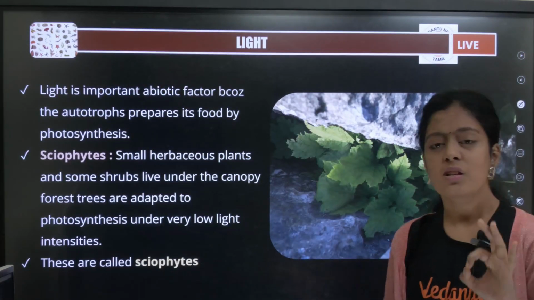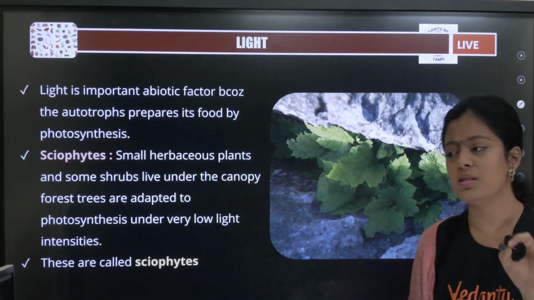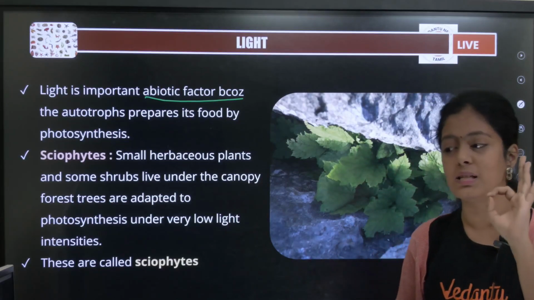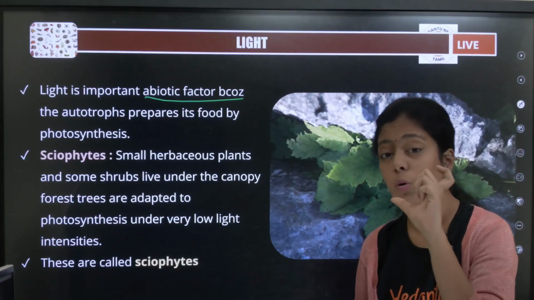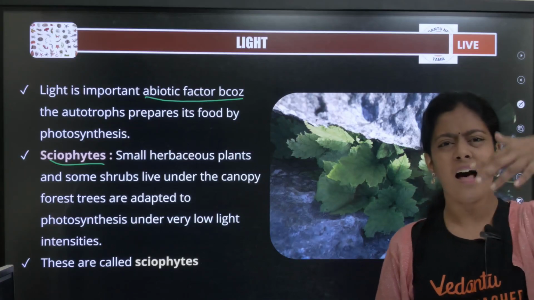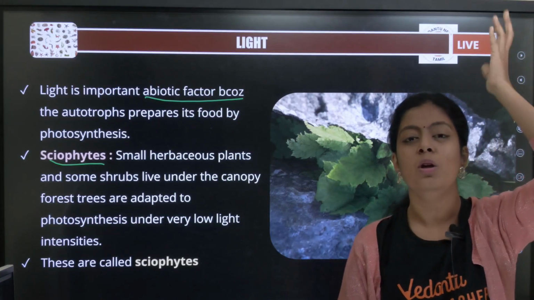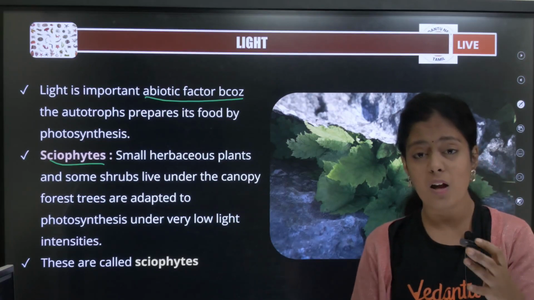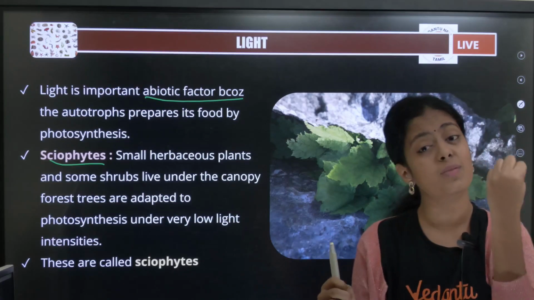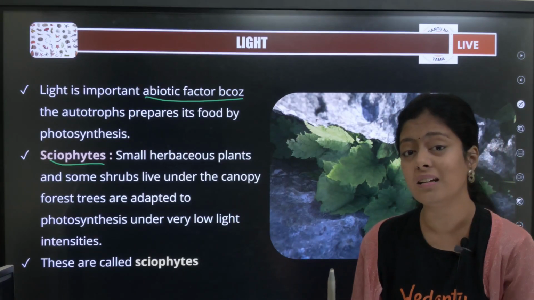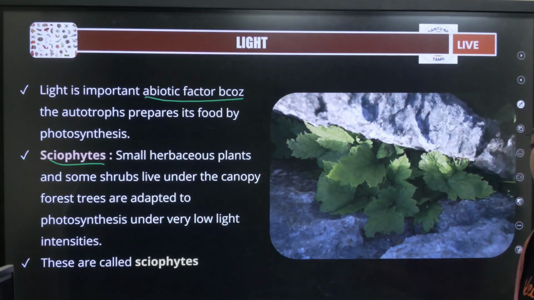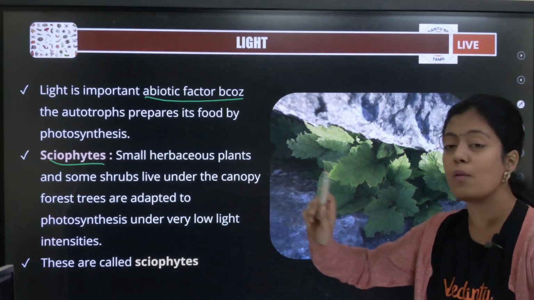Next, let's talk about light. Light is a very important abiotic factor because autotrophs prepare their food by photosynthesis. Here there is an important definition: sciophytes. What are sciophytes? Have you seen large canopy trees, very tall, 50 or 100 meters? Then very little sunlight penetrates to the land. The forest will be dark because very little sunlight can enter through the canopy. The plants that grow even in that very little sunlight are what we call sciophytes.